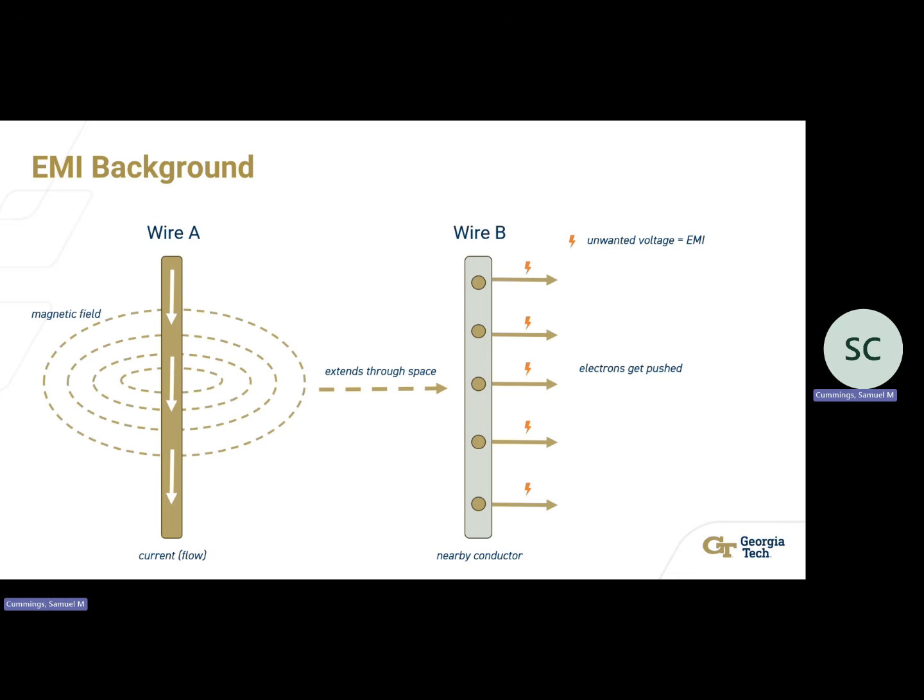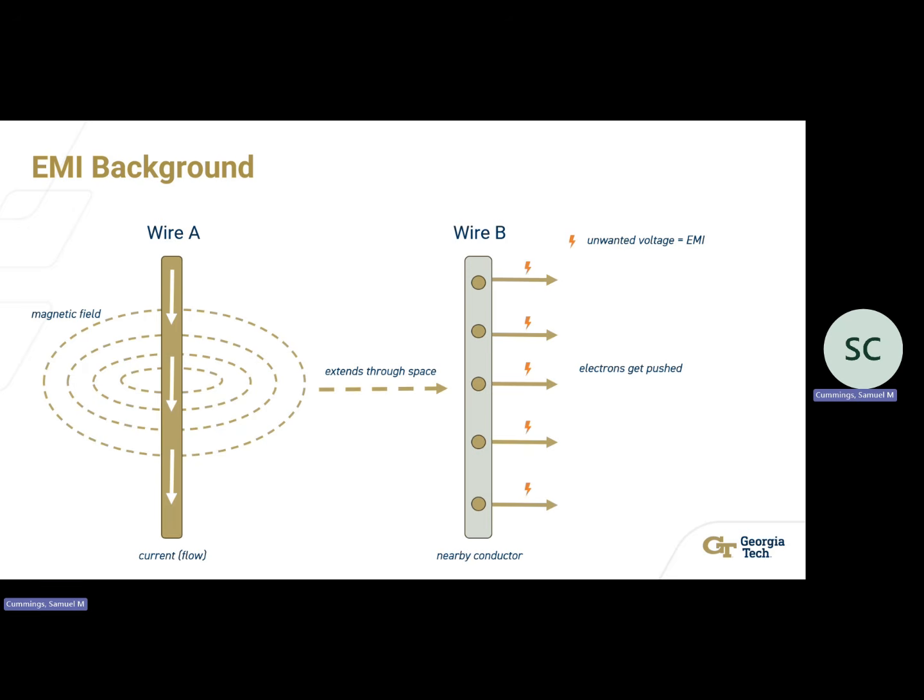All right. As far as EMI, electromagnetic interference, the best way I thought to explain this is through example. So say we have 2 wires like shown here. We have wire A and wire B. Wire A has current flowing through it as displayed with the arrows.